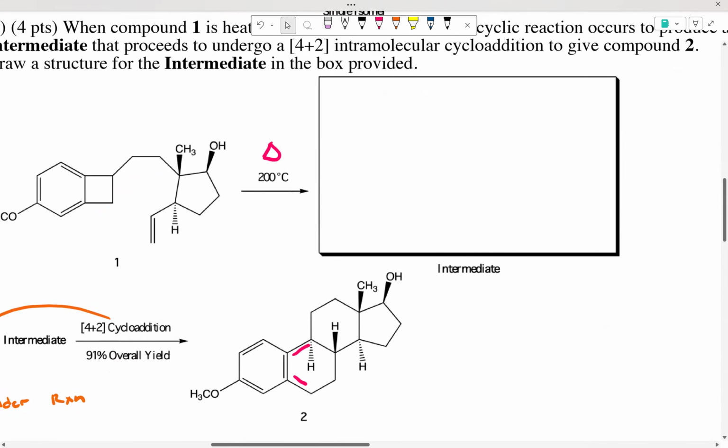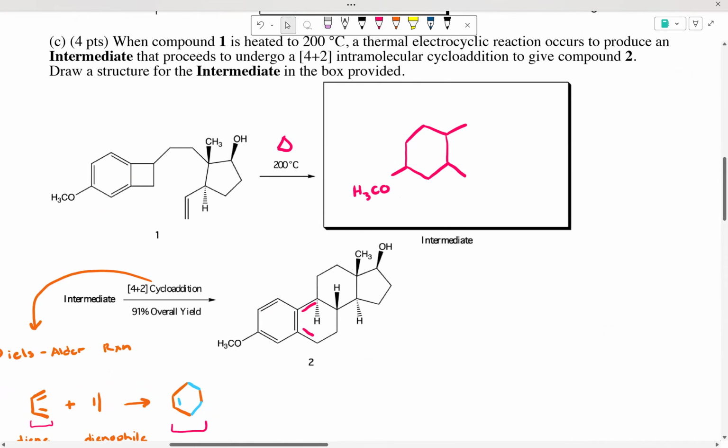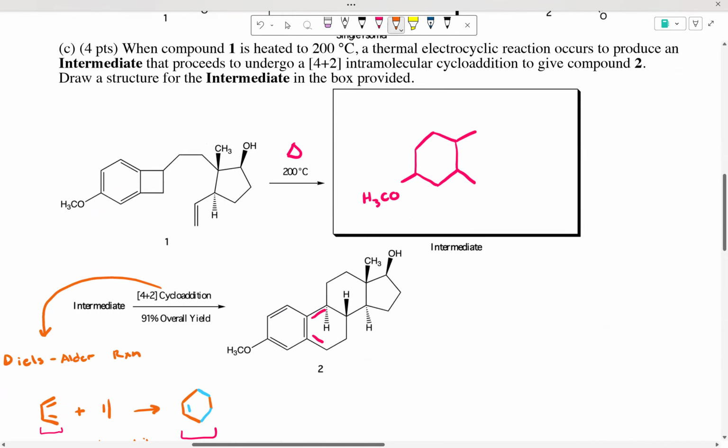So what I mean by that is I'm going to draw my intermediate. This side, yeah, there is going to be a diene here in order for my molecule to go through the Diels-Alder reaction that closes the ring.